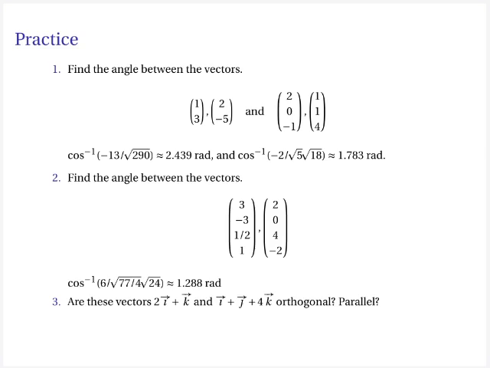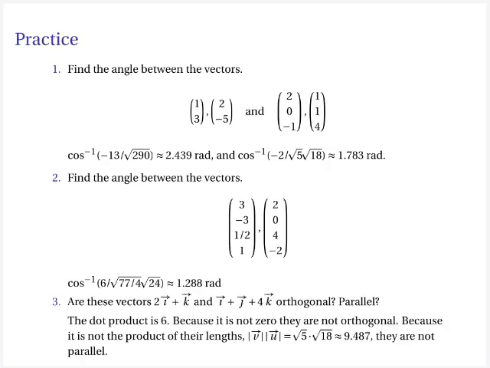Next. Okay, so it asks, are the vectors orthogonal or parallel? Now the first vector looks like it might be a 2 tall vector, but it just simply is 2i plus 0j plus 1k, and the second vector is manifestly a 3 tall vector. So is it orthogonal? Is it parallel? And you just do the operation. Dot product is 6. Because the dot product is not equal to 0, the two of them are not orthogonal. Because the dot product is not equal to the product of their lengths, the two of them are not parallel.